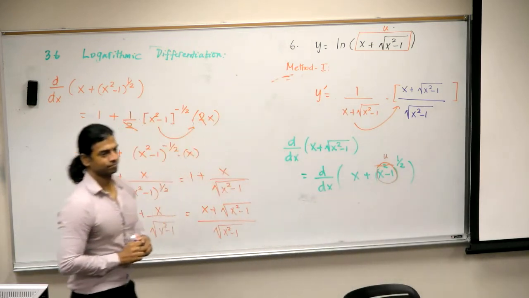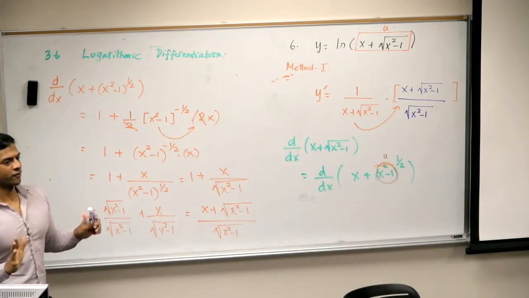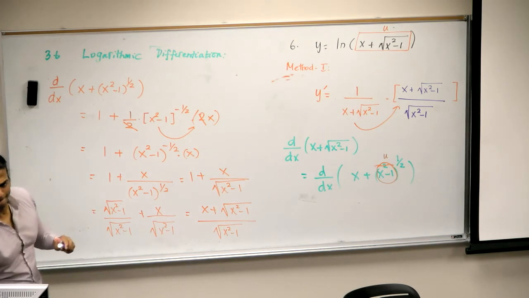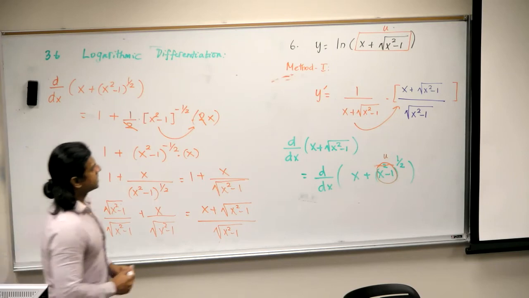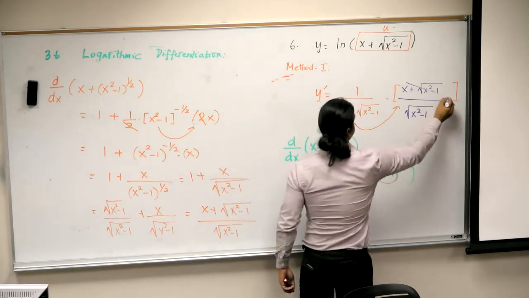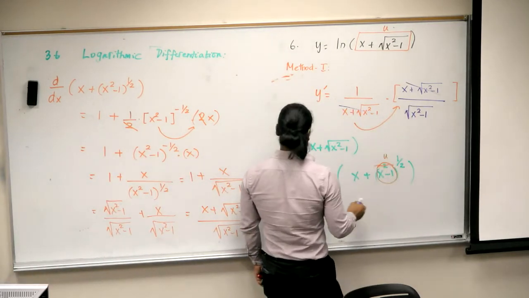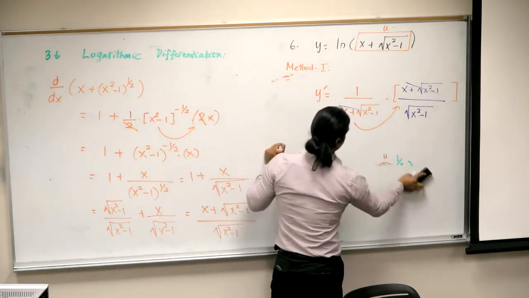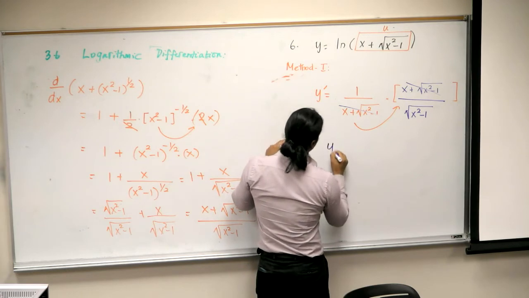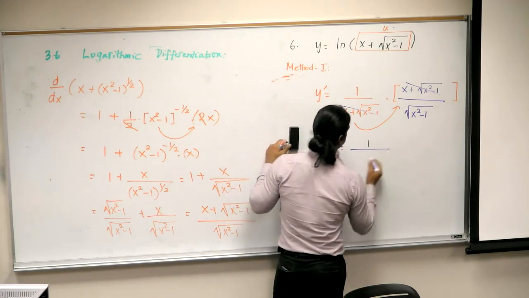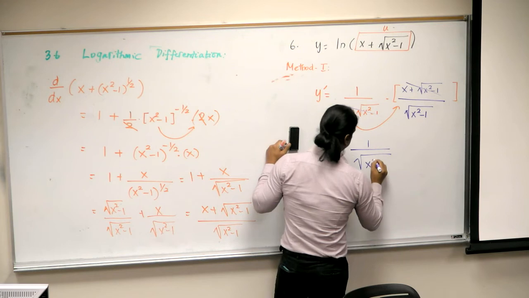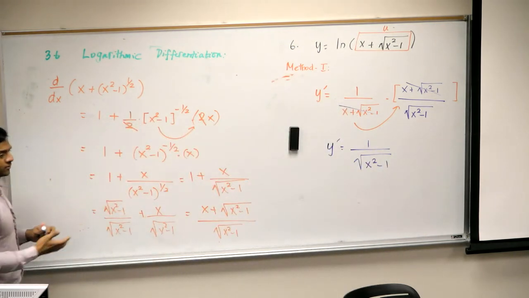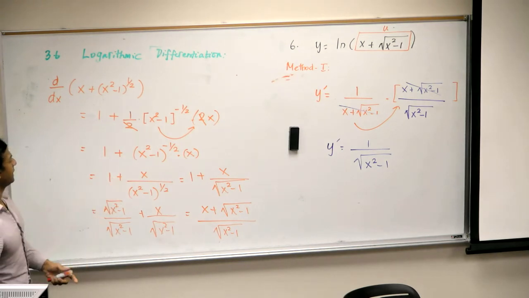Good. With me so far. That is correct. So I can cancel this term and that term. And I'll simply have y prime is equal to 1 over the square root of x squared minus 1. On the exam, that will be the answer.